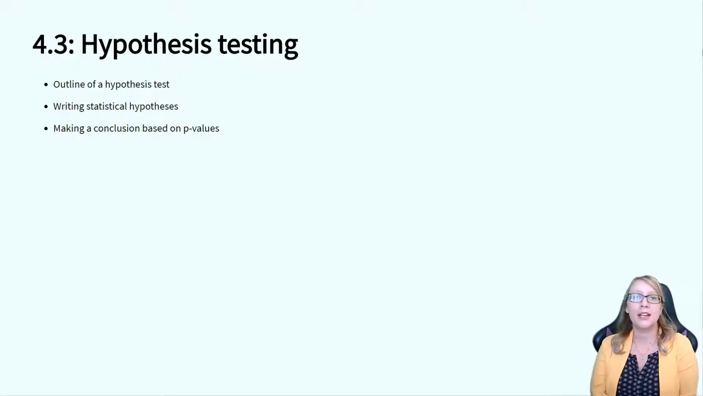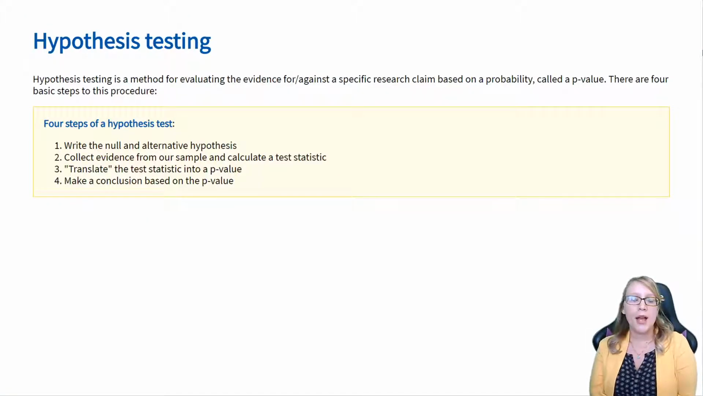We'll talk about how to make a conclusion based on something called a p-value, and then we'll talk a little bit about types of error in this video as well. So a hypothesis test is a procedure for evaluating the evidence for or against a specific research claim based on some probability called a p-value.